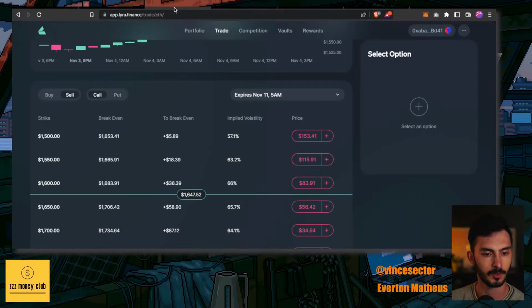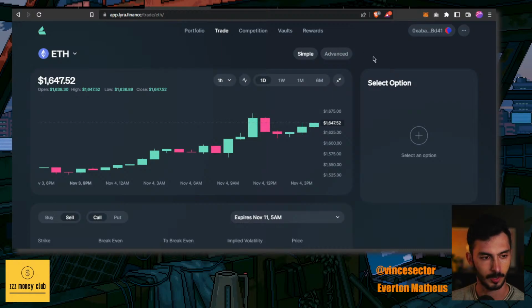So there we go. We are right here on Lira. I usually like to sell my options on Lira. If I'm buying options, I much prefer to use Syncquote, just because Syncquote has better buying prices than selling prices. Lira usually inflates the selling prices a little bit, so it's better for us as sellers.